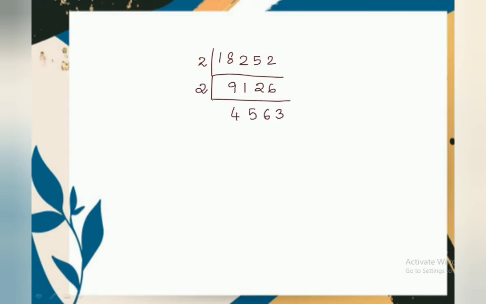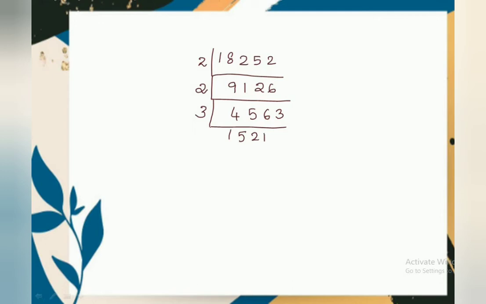It is 18,252. Which number do I have to take to divide? Clearly it is 2, right? 9,126. Again it's an even number. I can take 2 again. It is 4,563. Which number? Correct, it is 3.